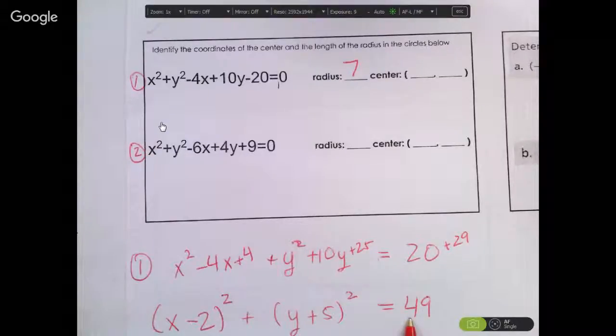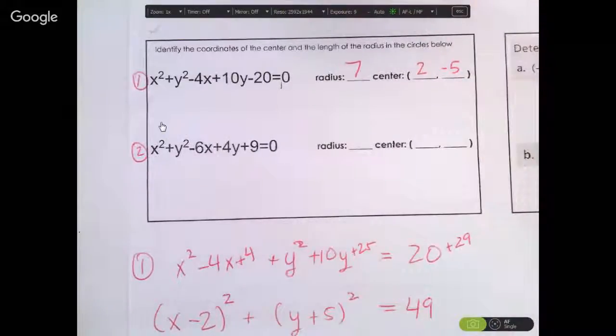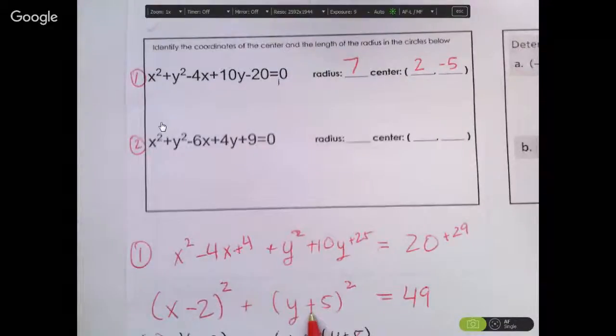Make sense? Okay. And the center is what? 2, negative 5. How did you get that? The opposite of the 2 numbers in the problem. Okay. That's the thing that kind of throws us off with circles a lot, is we forget these are opposites and we forget that this is squared.